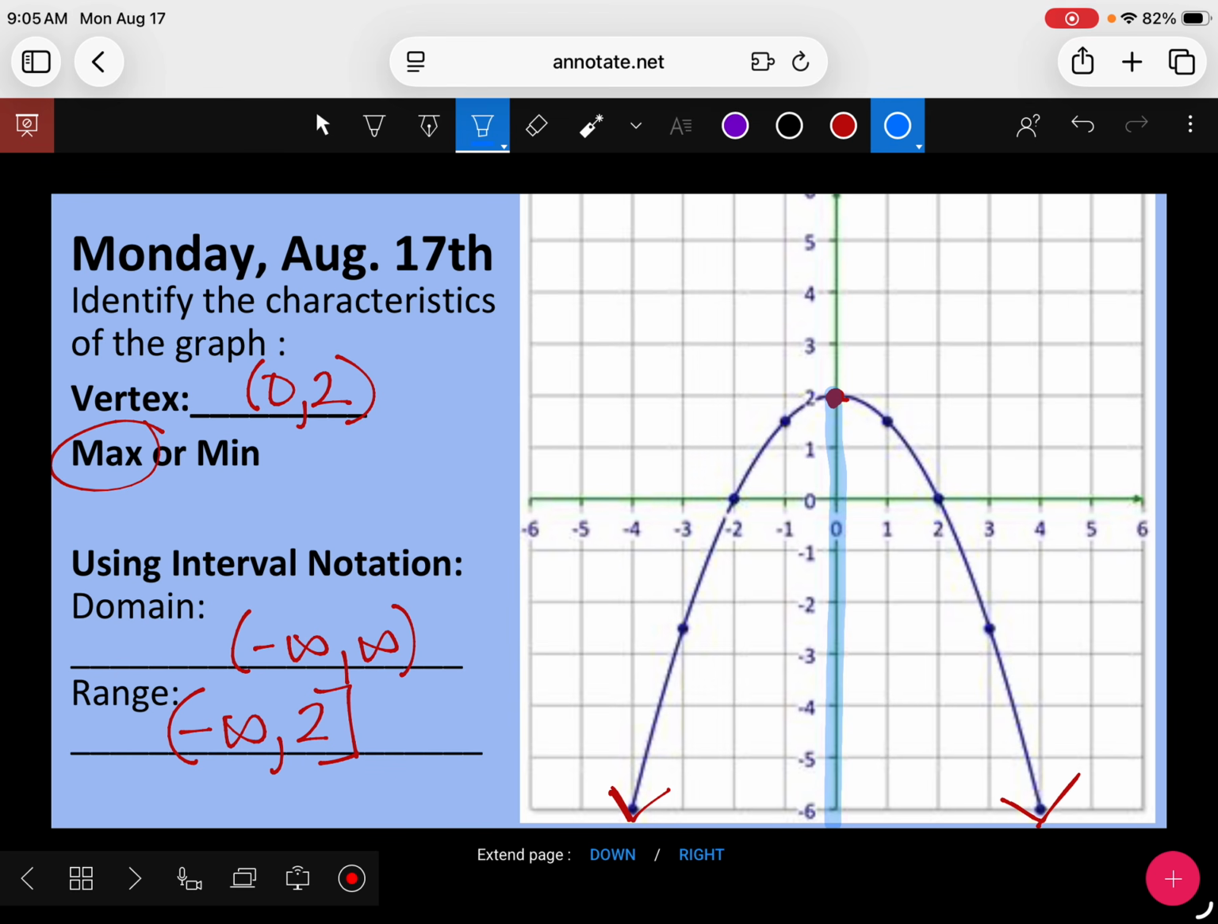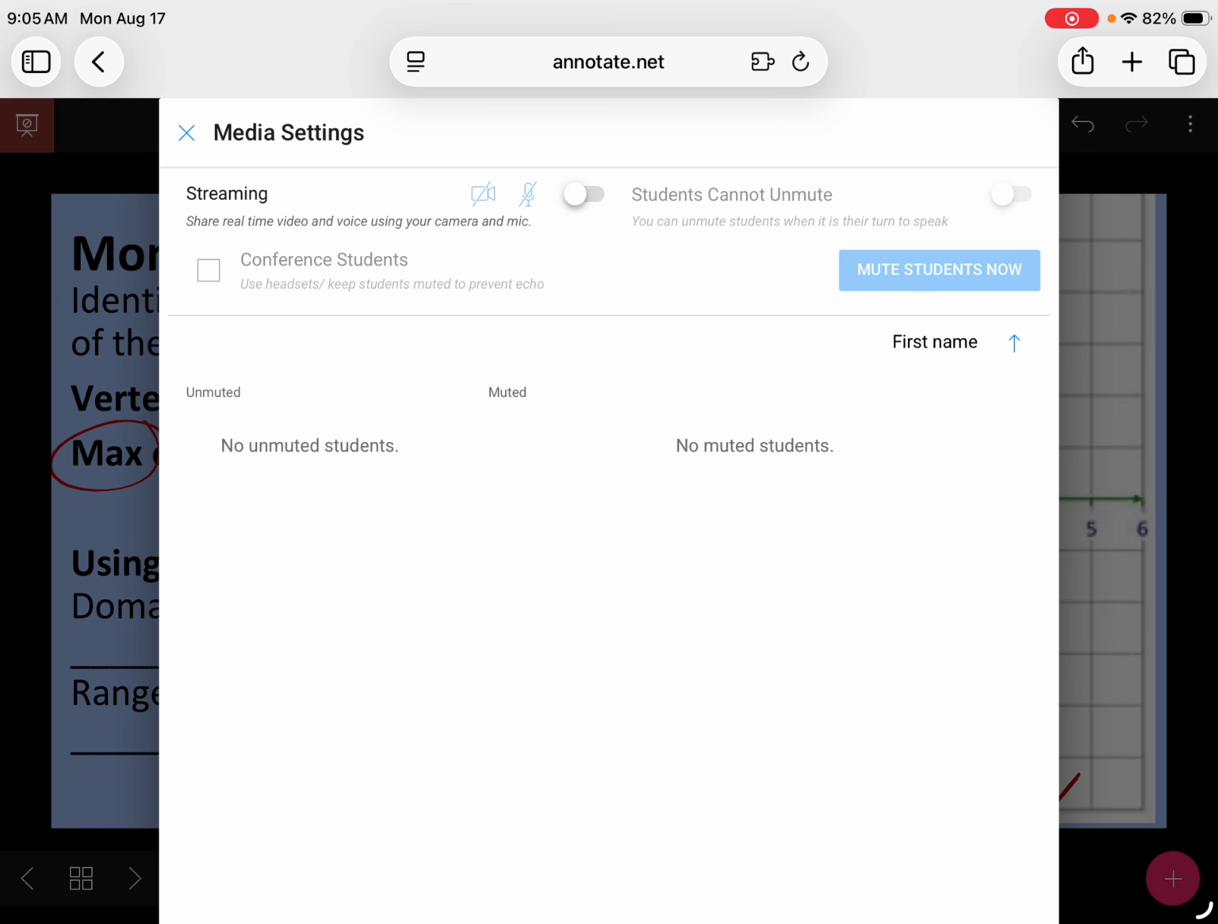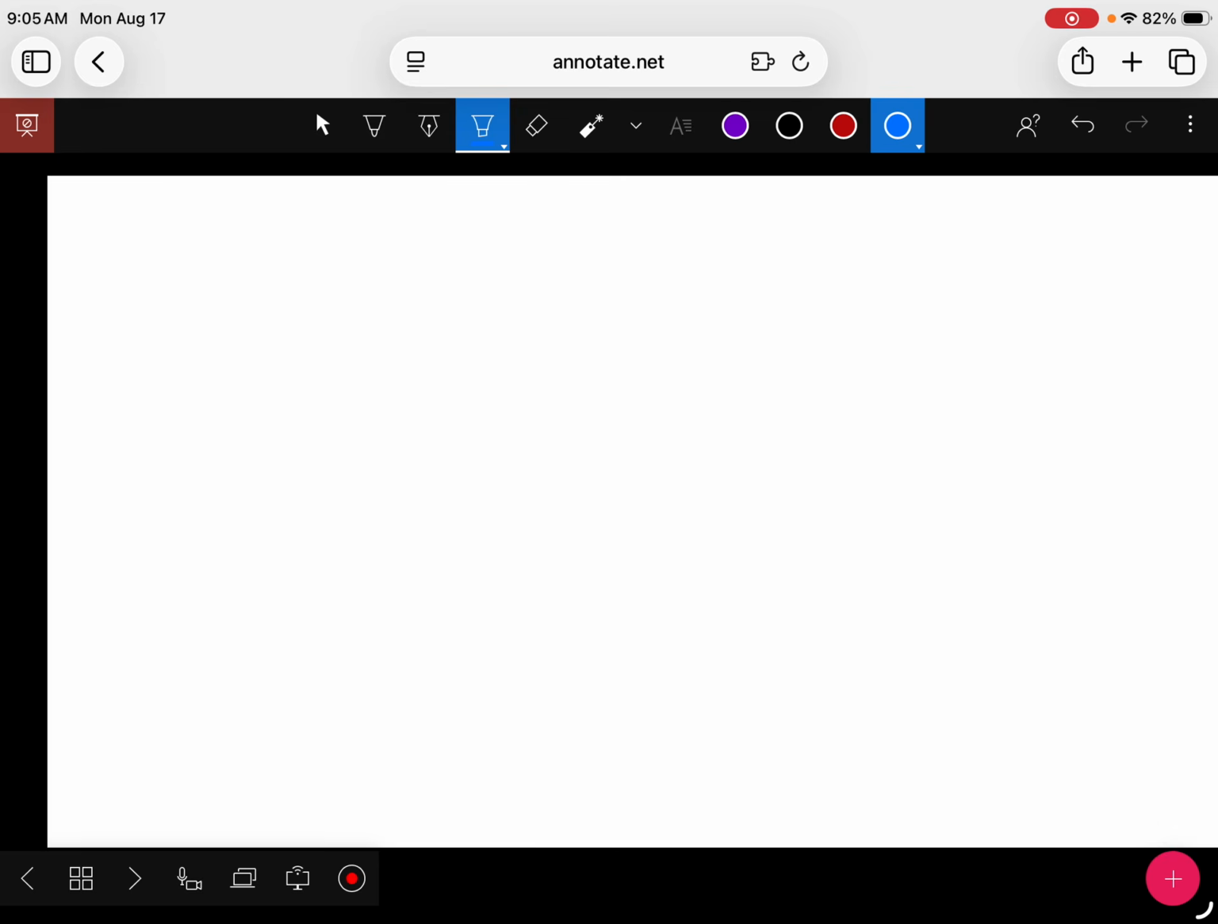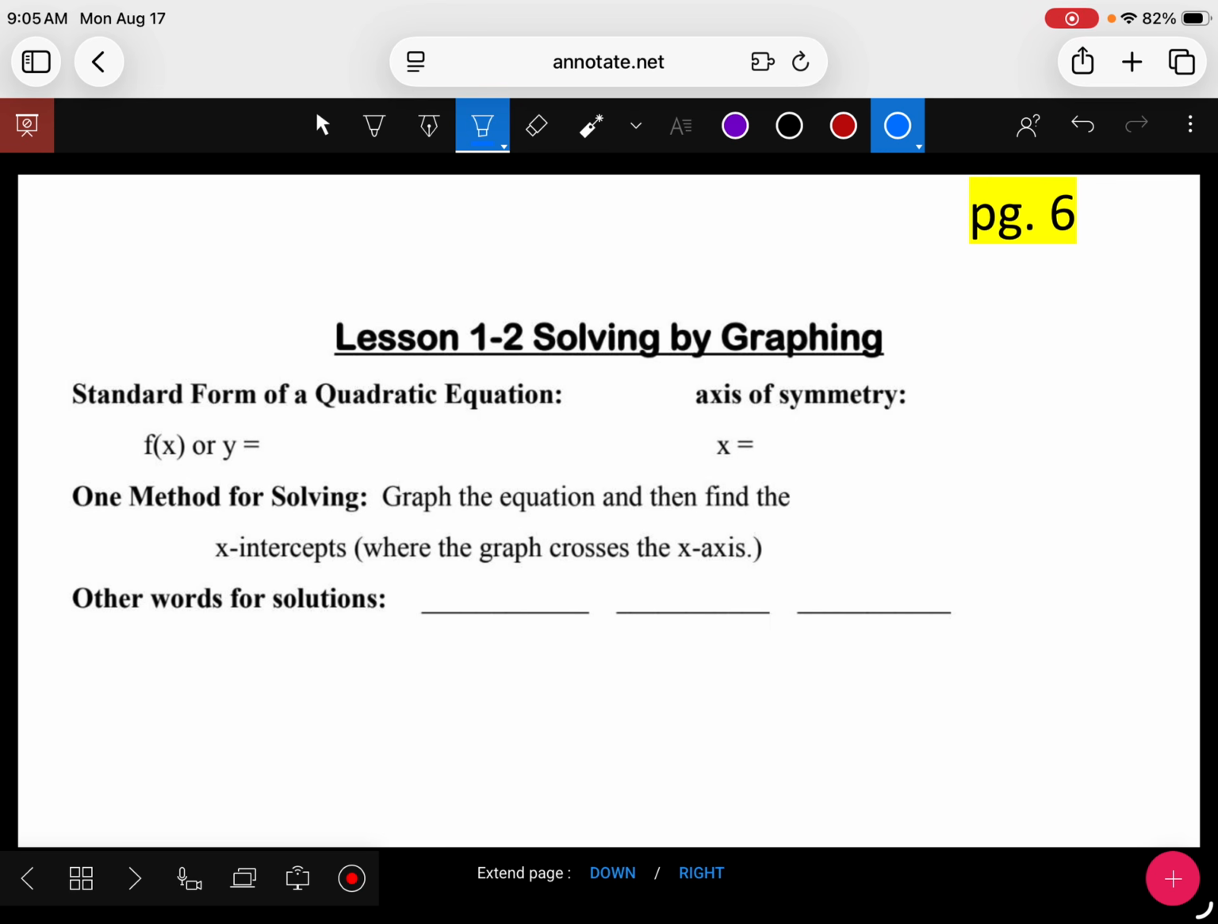Okay, so let's go to our notes. We're at the bottom of page 6. So let's go to the bottom of page 6, in your note packet. Let me put that away from me.